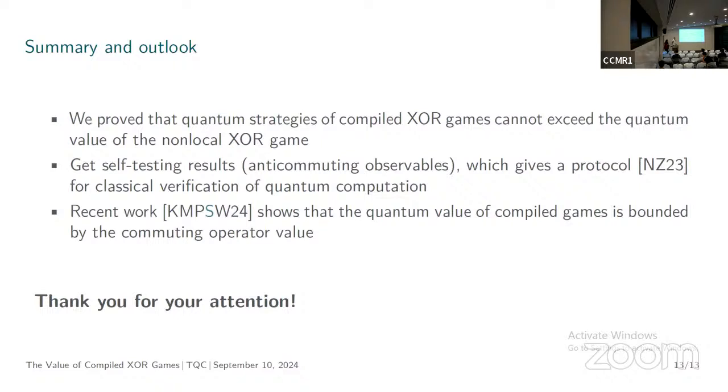Thanks for the nice talk. So you are changing these non-local games to compiled games, and then you are showing the upper bound for quantum strategies. So now, what will happen if you take a PR box? If it is a no-signaling correlation, can the non-local games also achieve the bound one?